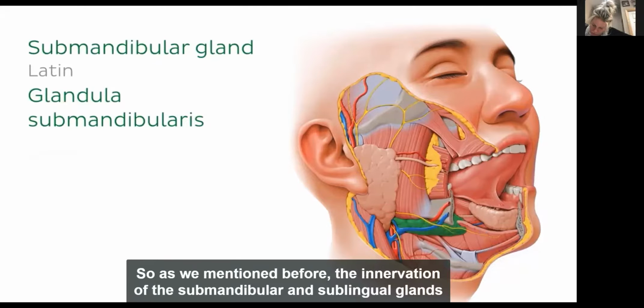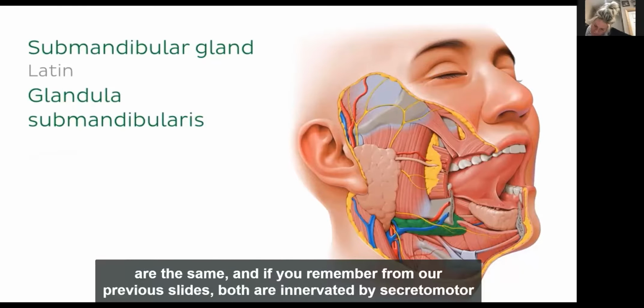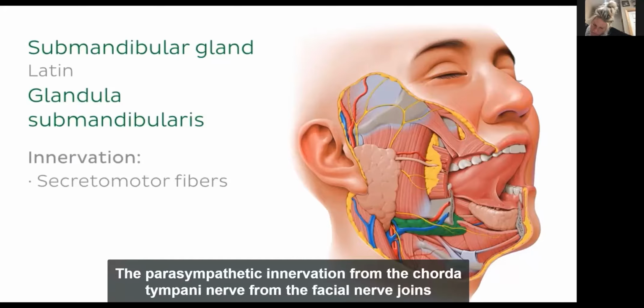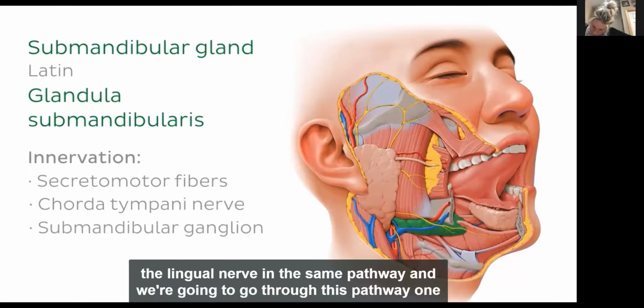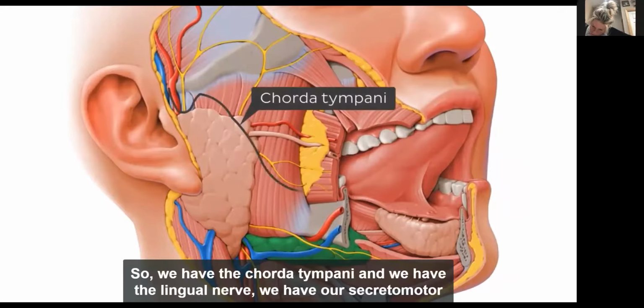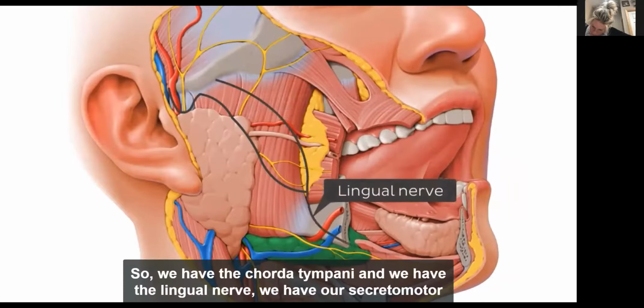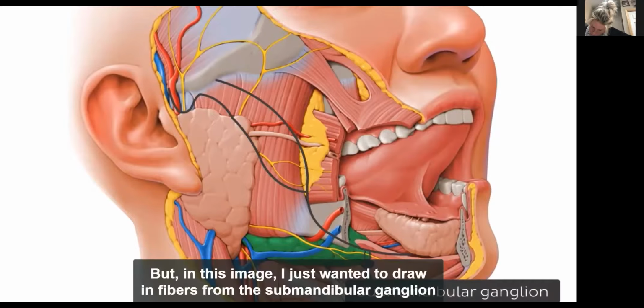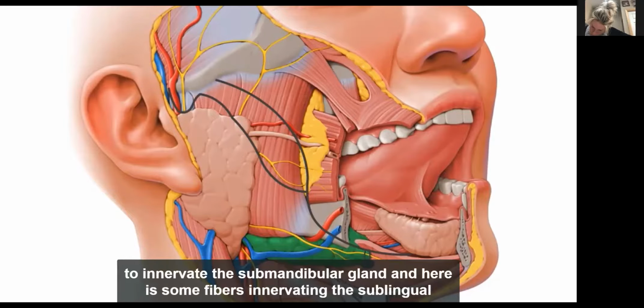As we mentioned before, the innervation of the submandibular and sublingual glands is the same, and if you remember from our previous slides, both are innervated by secretomotor fibers of the facial nerve, which is cranial nerve 7. The parasympathetic innervation from the chorda tympani nerve from the facial nerve joins the lingual nerve in the same pathway. We're going to go through this pathway one more time just for your benefit. So we have the chorda tympani, and we have the lingual nerve. We have our secretomotor fibers coming off the lingual nerve just as before, and of course we have the submandibular ganglion. But in this image I just wanted to draw in fibers from the submandibular ganglion to innervate the submandibular gland, and here are some fibers innervating the sublingual gland.